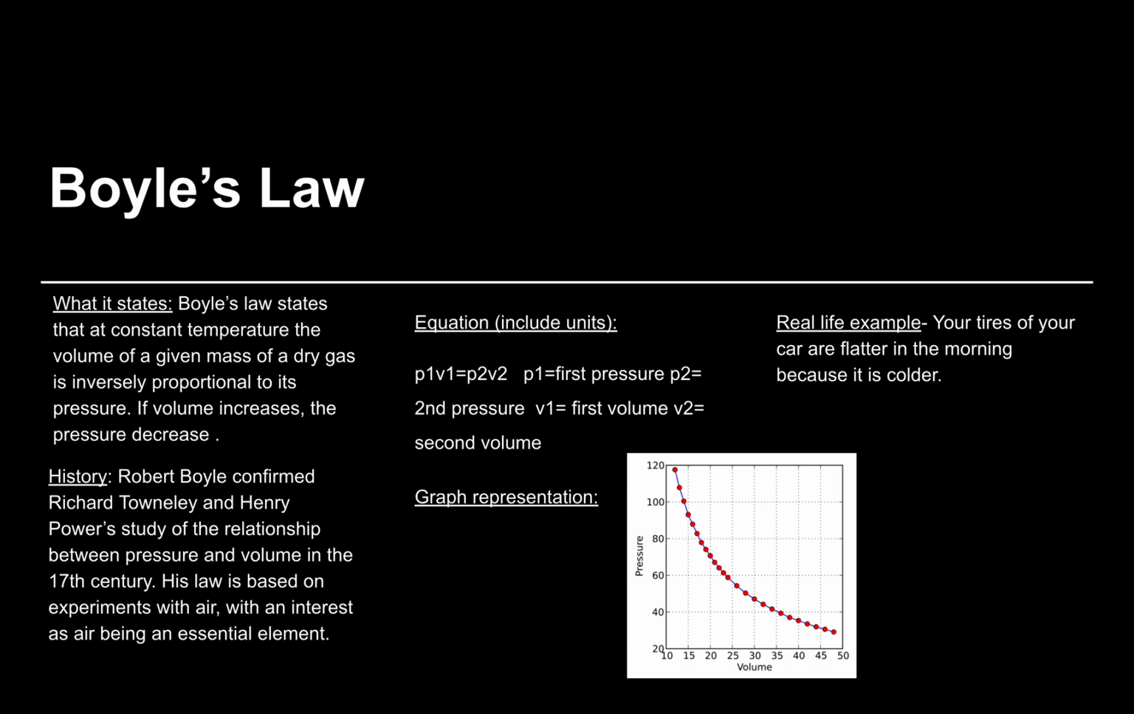So the equation is the first, initial pressure multiplied by the first, initial volume equals the second pressure multiplied by the second volume. And a real life example would be your tires being flatter in the morning because of the cooler temperature. And here it shows the graph representation of how the higher pressure led to a decrease in volume.